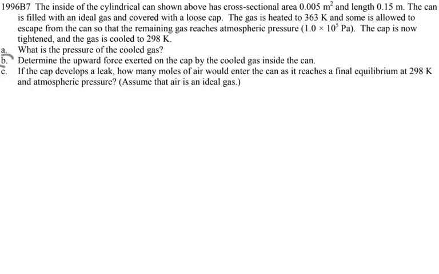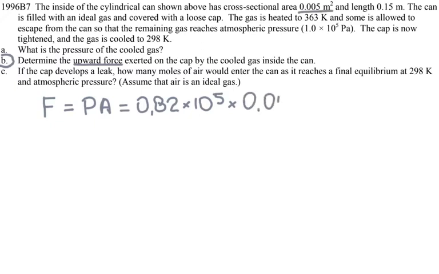For part B, they ask us to determine the upward force exerted on the cap by the cooled gas inside of the can. The force is equal to pressure times the area, and the area is given. So the new pressure is 0.82 atmospheric times the area that is given. Cross-sectional area is 0.005 meter squared, and my answer is 410 newtons.